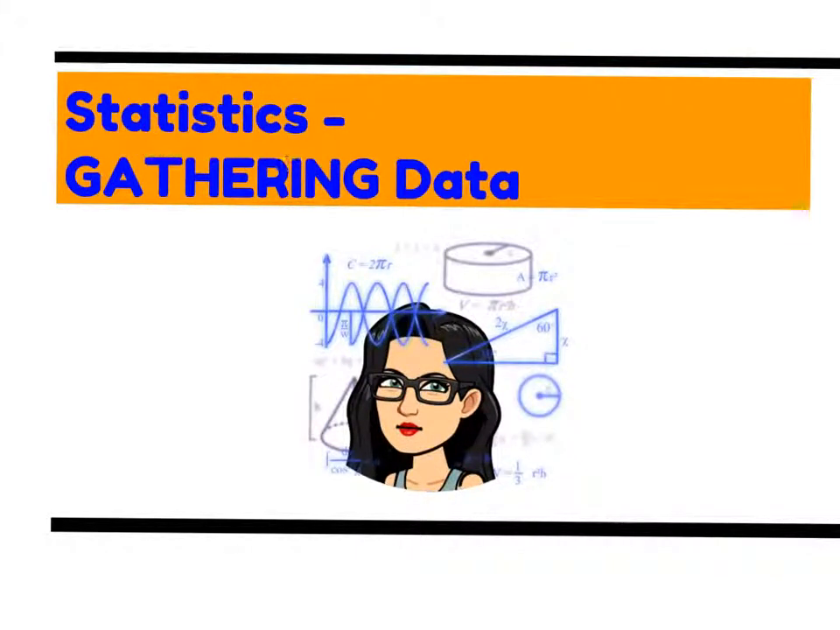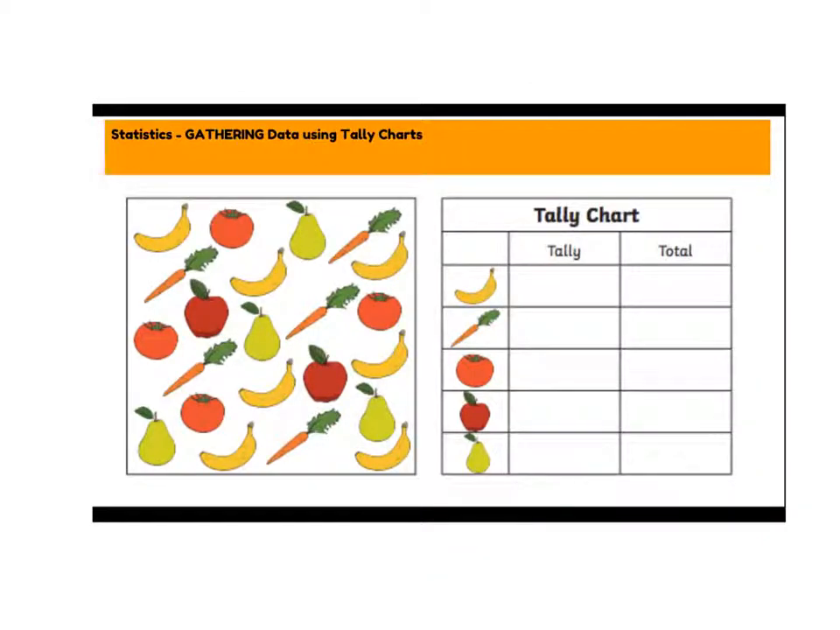Kia ora, we are learning statistics and we're going to be gathering data. We're going to be gathering data using a tally chart. We're going to use this picture here showing us how much fruit we have got. And on this side of the screen we can see that there's a tally chart, a word where it says tally and then a word where it says total. So we're going to have a look and, using our math skills, count up the pictures and see if we can keep an accurate tally.